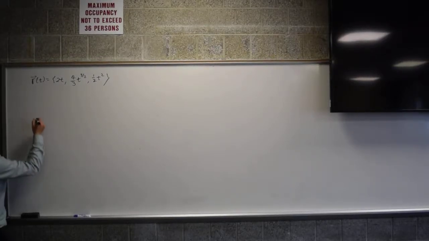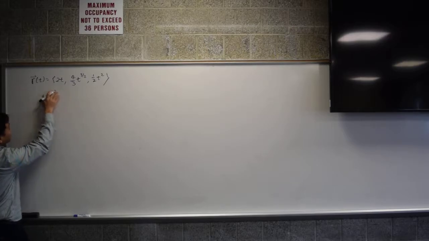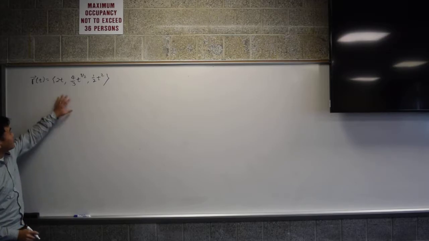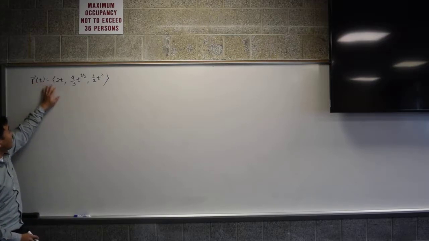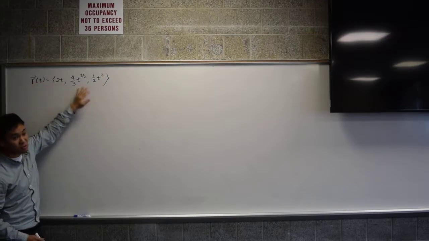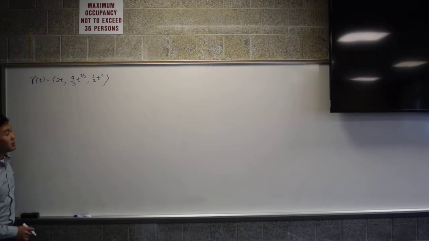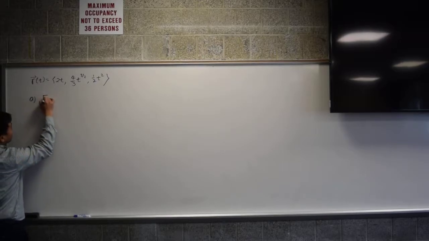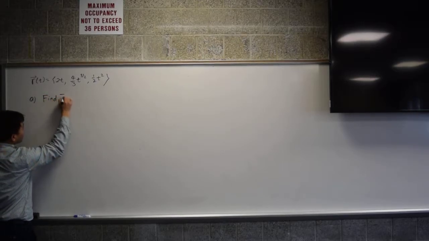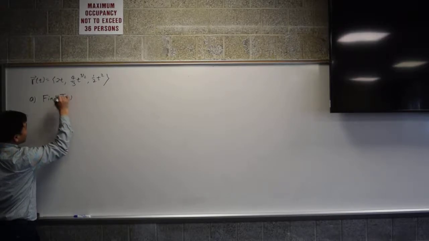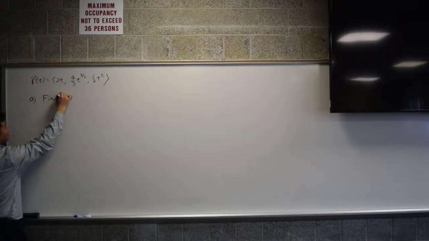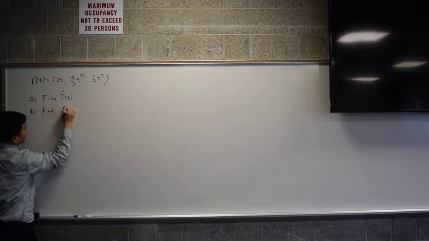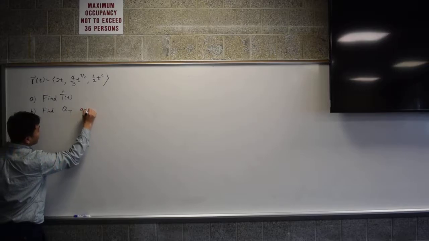All right, so let's talk about this motion. Let's say there's a particle moving in three-dimensional space, and at each time t, the position is described by this function. Okay? The first question is, find T of t, and then b, find at and an.